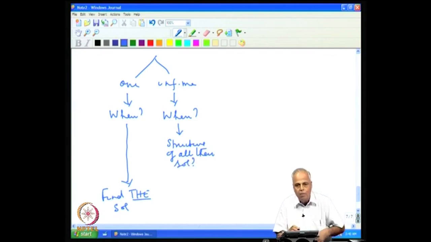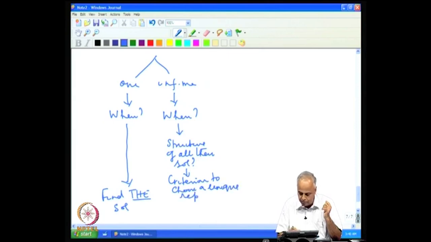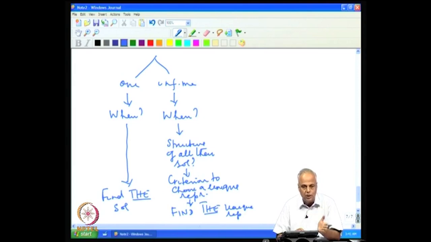Now, having got the structure, we have a problem of plenty in this situation where we have so many solutions. Is there some way of choosing one solution? So, a criterion to choose a unique representative. Among all these solutions, we must choose a unique representative. Then finally, find the unique representative. So, when b satisfies the consistency condition, solutions are guaranteed, and then we are in one of two situations: one solution or infinitely many solutions. In the case of one solution, we would like to eventually find the solution. In the case of infinitely many solutions, we would like to find some criterion by which we choose a unique representative solution and get that representative solution.